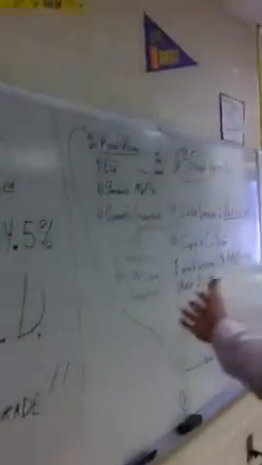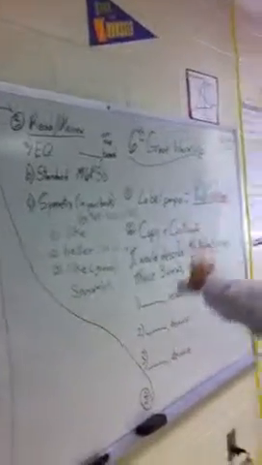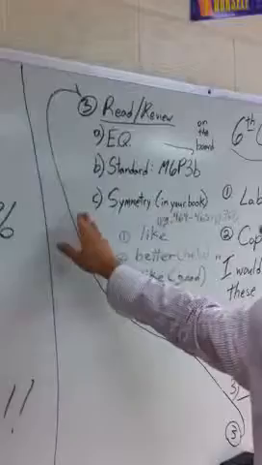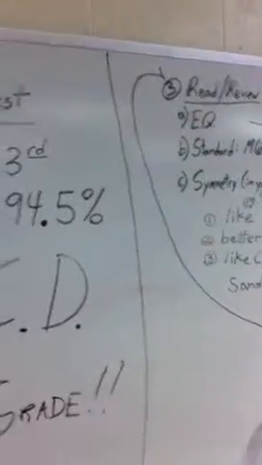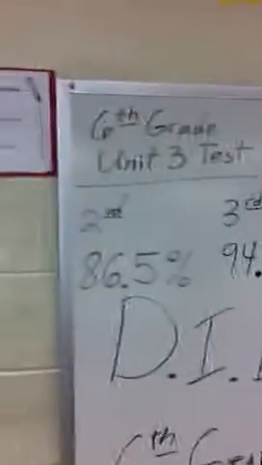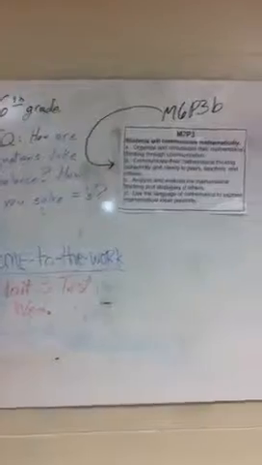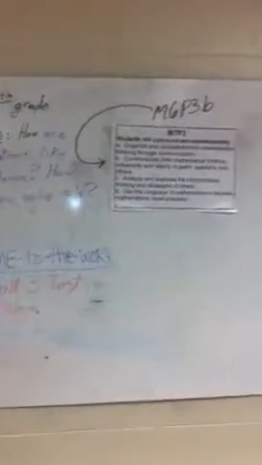We start our lessons off in whole group. Today we started off whole group with a warm-up, which we do every day. The kids are accountable for this. They're accountable for their EQ and their standard and reading and reviewing something when they finish whatever their work is for the day. Their EQ and standard can be found over on the other board. We have a 6th grade side and a 7th grade side. We try to make sure that we have everything separated because it is kind of confusing at times.